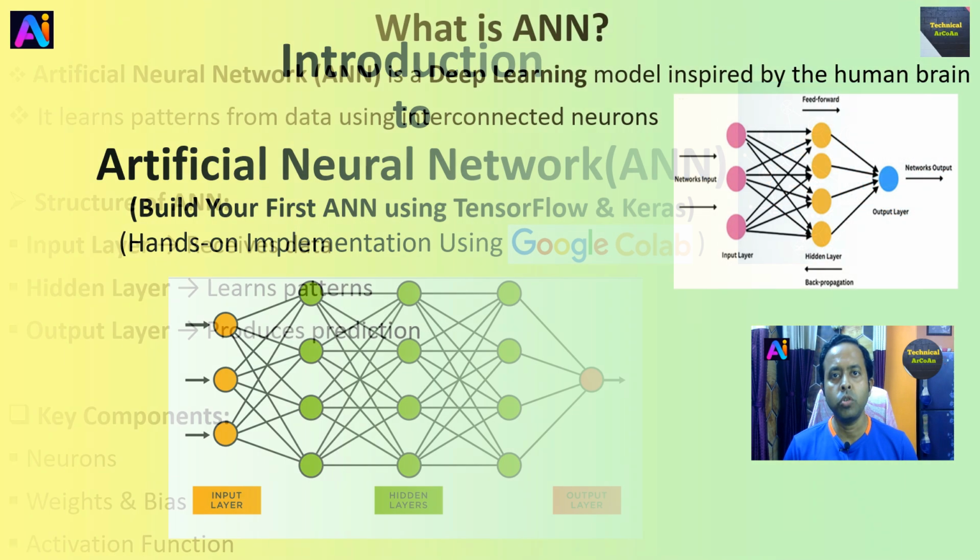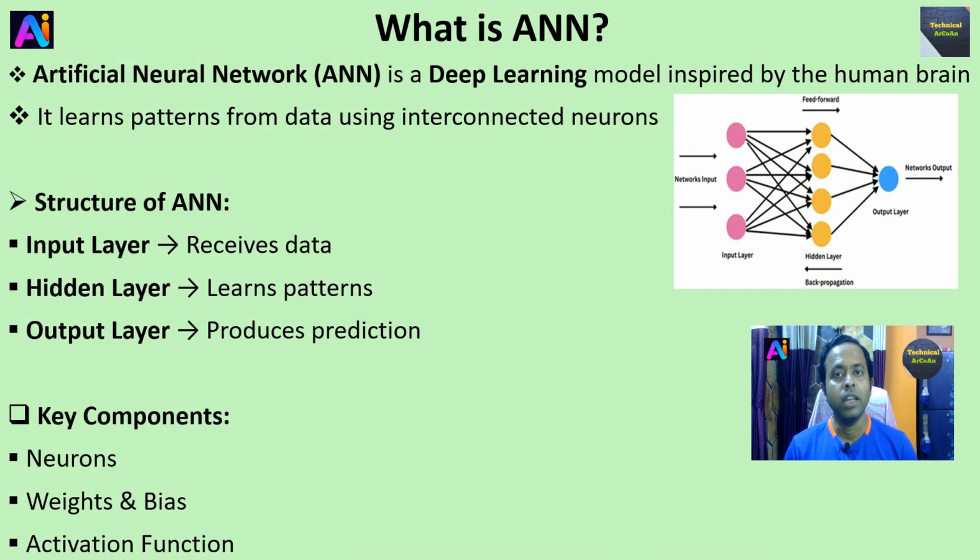So at first we should know what is ANN. The full form of ANN is artificial neural network. ANN is a deep learning model inspired by the human brain. It learns patterns from data using interconnected neurons. As given in the picture, the circles are the neurons, also known as perceptrons.